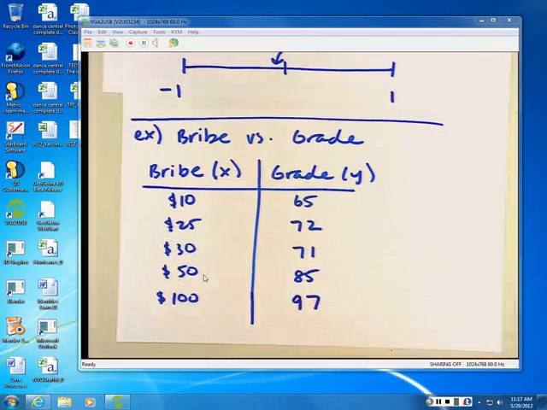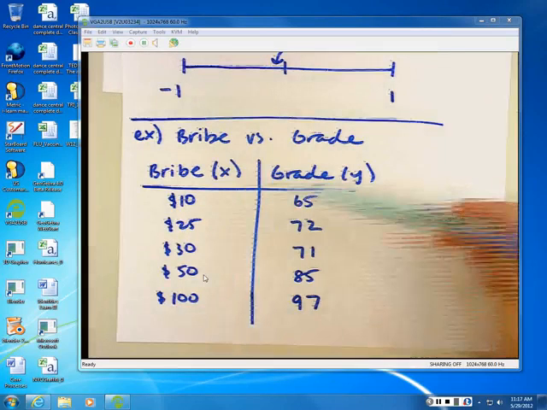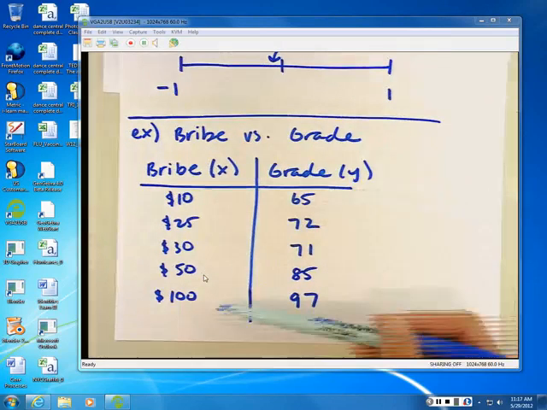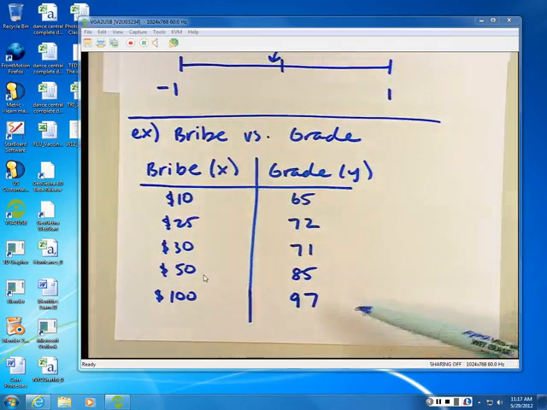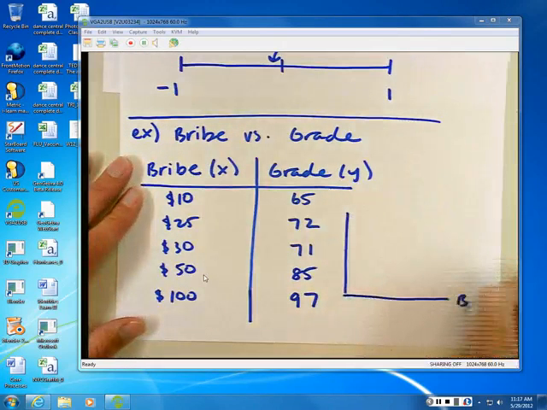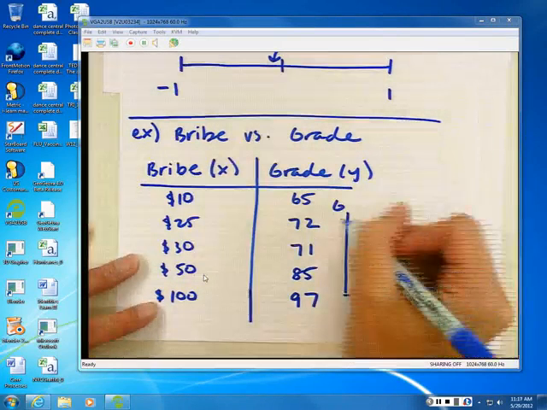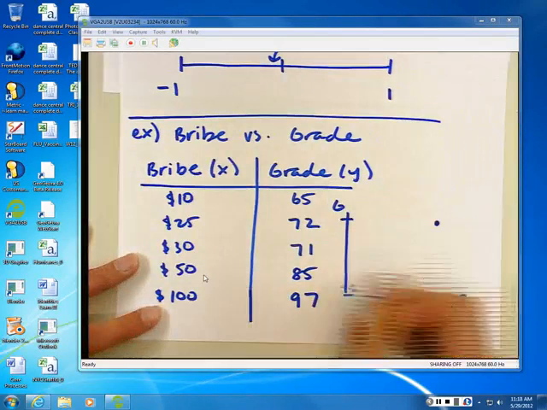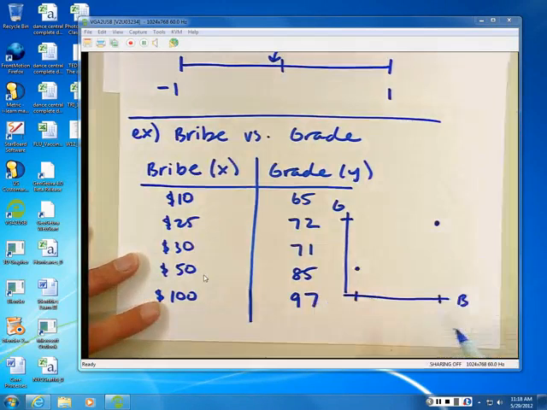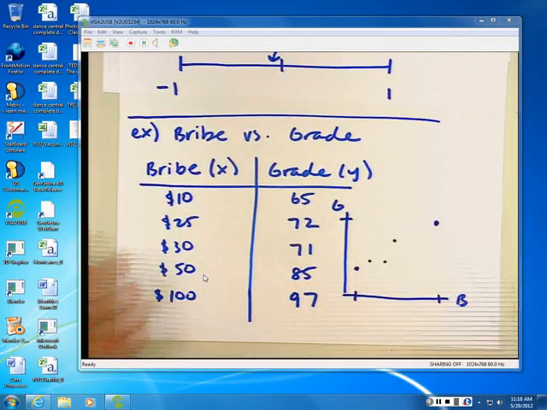So if you look at that data, what would you expect? If I'm looking for a trend, it looks like the lower the bribe, the lower the grade. Or I can say it the other way, the higher the bribe, the higher the grade. So if I were to plot these, bribe, grade, a high bribe gets me a high grade. A low bribe of $10 gets me a low-ish grade. And then in between there, I've got some other values. That one went down a little bit, that one went up, so it kind of looks like that.